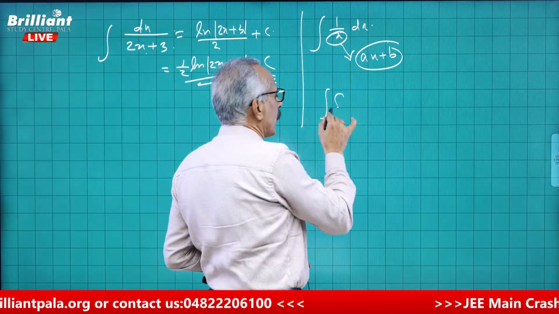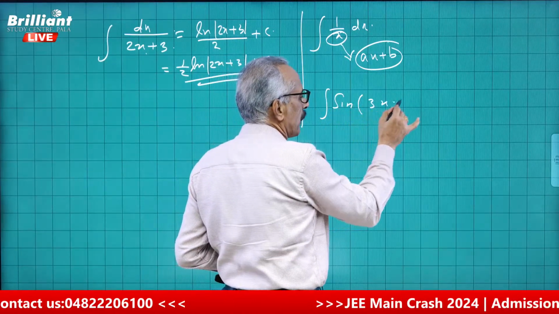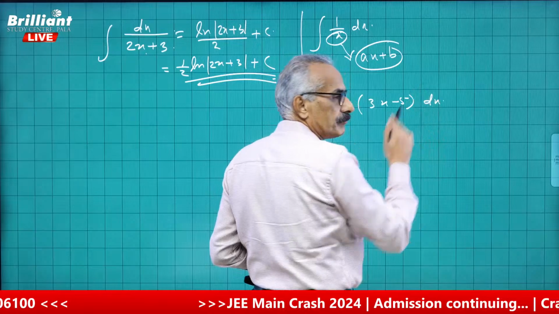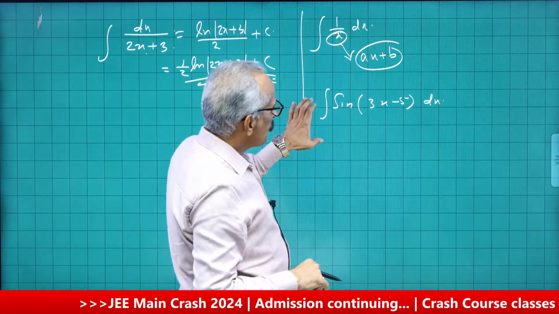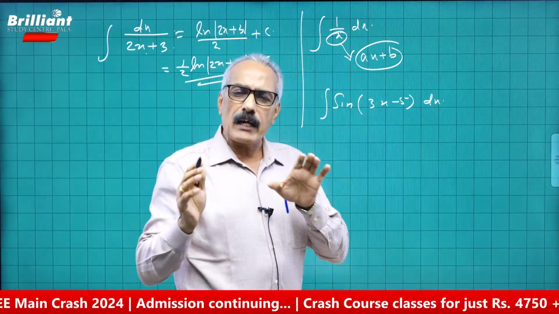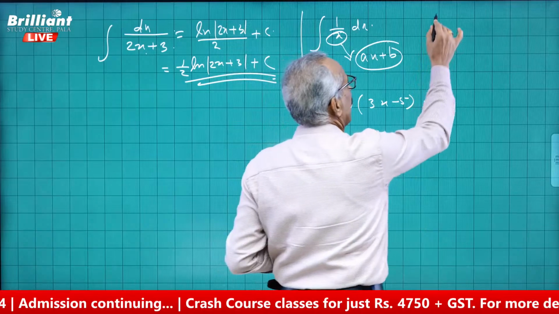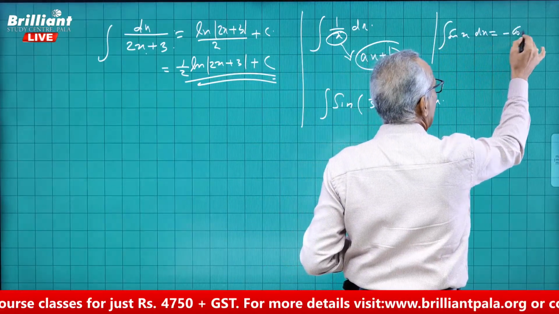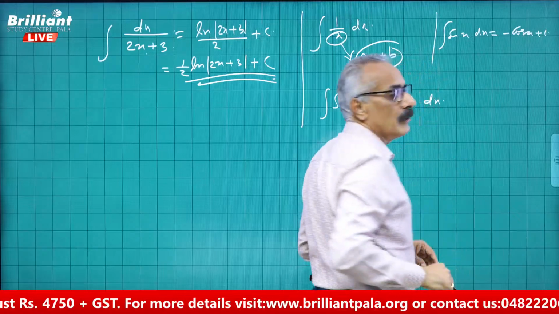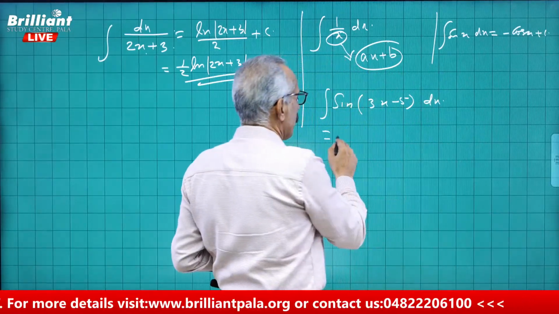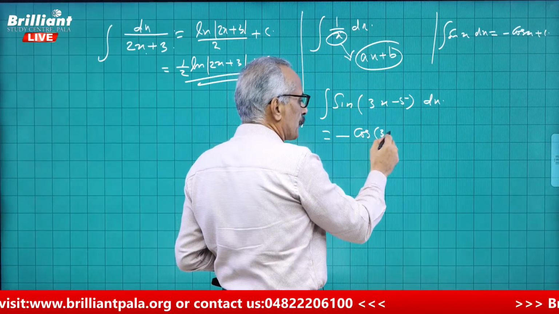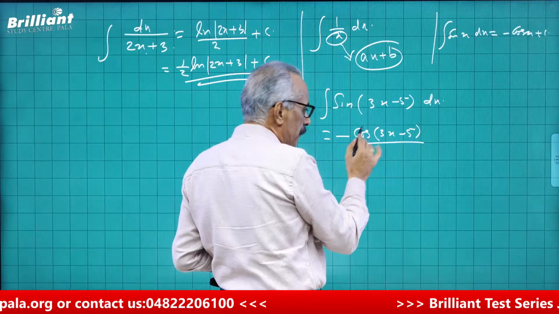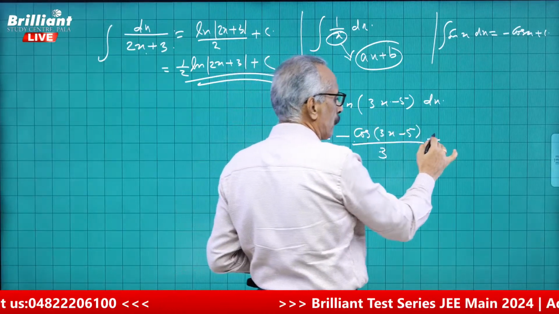Similarly, you know integral of sine of say 3x minus 5 dx. So, it's exactly similar to which one? Integral of sine x. What's integral of sine x in the formula bar? Integral of sine x dx is equal to minus cos x plus c. Well, so this is equal to minus cos of 3x minus 5 divided by coefficient of x, that is 3, plus c.